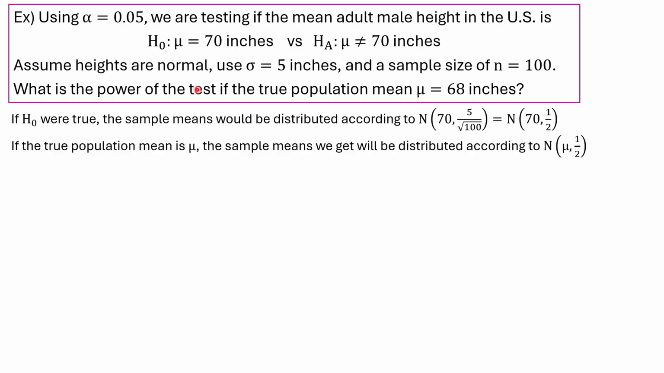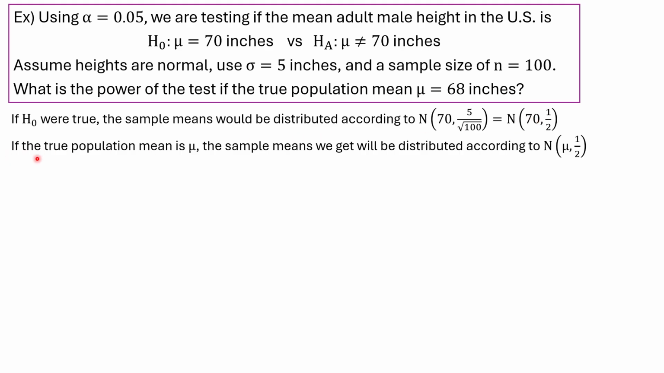So if H0 were true, the sample means would be distributed according to a normal distribution with mean 70, that's what we're assuming with the null hypothesis, and standard deviation 5 over the square root of 100. So the sample means themselves have a much smaller standard deviation of just 1/2 because we have 100 people being averaged together. So if there are outliers, there should be as many above and below if it's normal. So we will get much closer to 70.